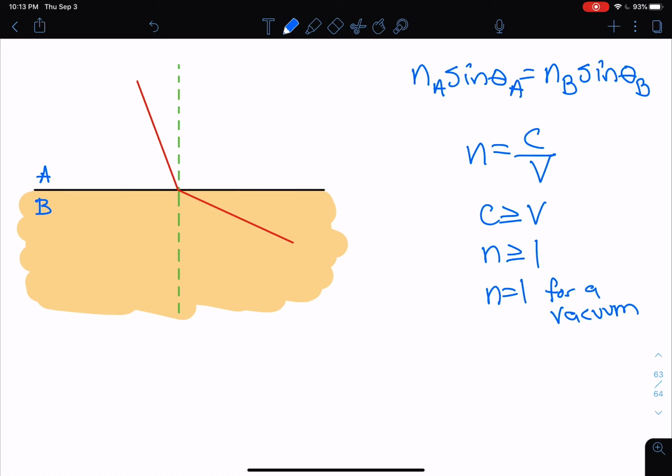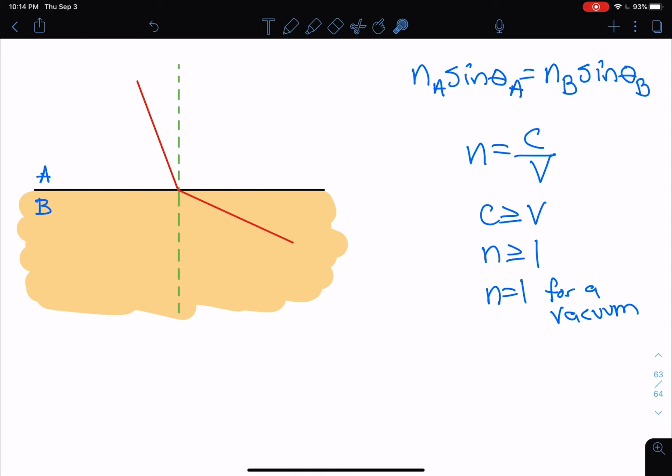Now these angles are measured relative to the normal. So I've got an example over here. These red lines are the path that the light rays would follow. So for example, I've got light coming in here, and it gets to this interface. Up here is material A, and down here is material B. So light comes in, it hits the interface, and it's bent. And this is usually what happens when there's refraction.